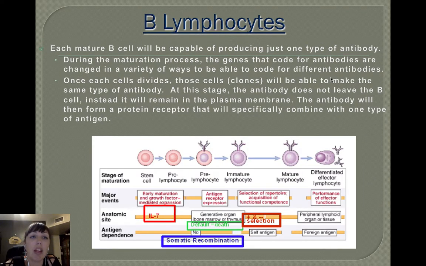Okay, so B lymphocytes. Each mature B cell will be capable of producing just one type of antibody. During the maturation process, the genes that code for antibodies are changed in a variety of ways to be able to code for these different types of antibodies. Once each cell divides, those cells or clones will be able to make the same type of antibody. At this stage, the antibody does not leave the B cell. Instead, it remains in the plasma membrane. The antibody then forms a protein receptor that will specifically combine with that one type of antigen.